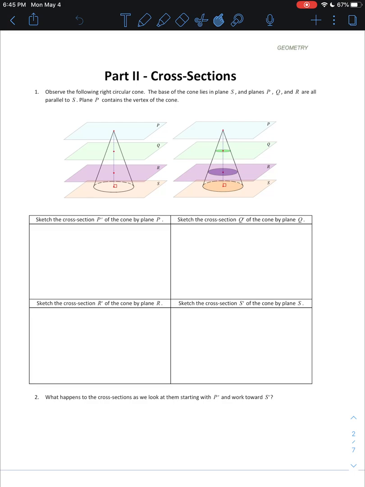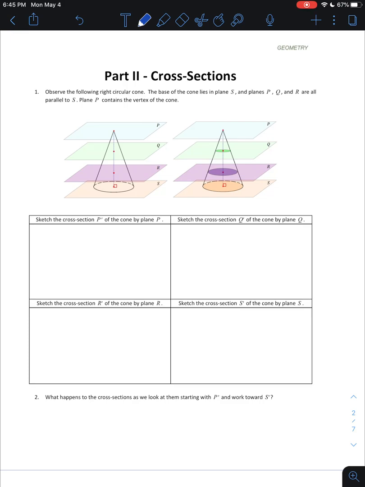So let's see, it says, observe the following right circular cone. The base of the cone lies in plane S. So plane S is this plane down here, right? And planes P, Q, R are all parallel to S. And plane P, this top plane, contains the vertex of the cone. There's a little top point there.